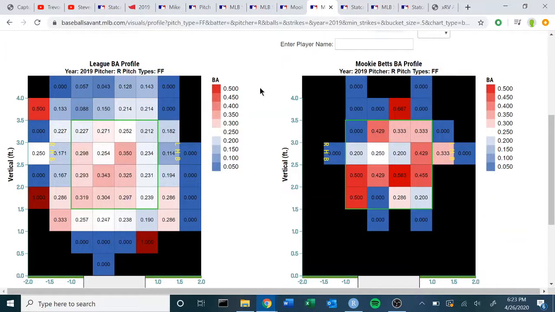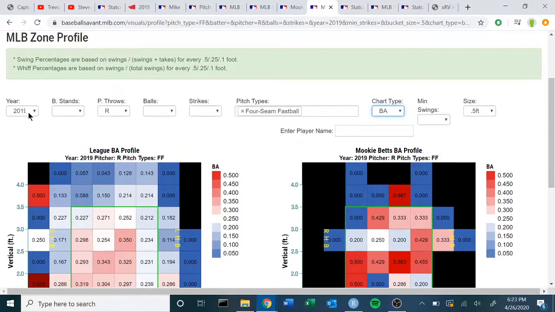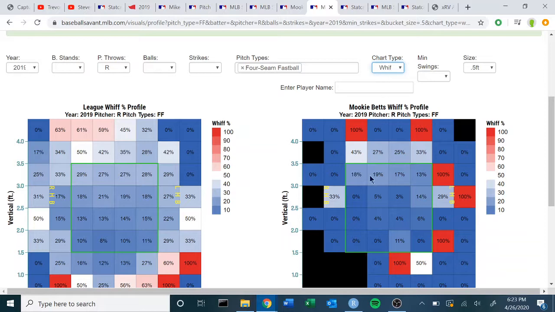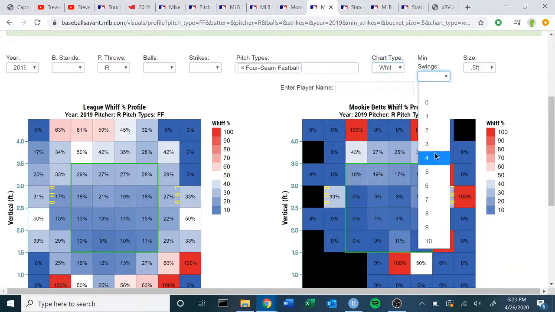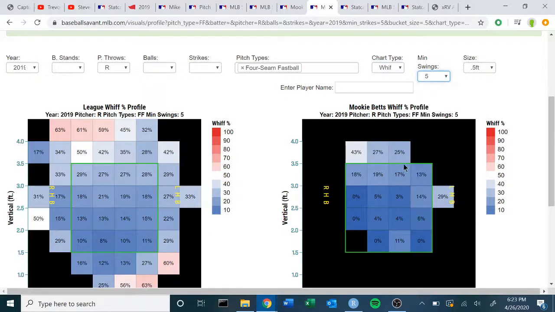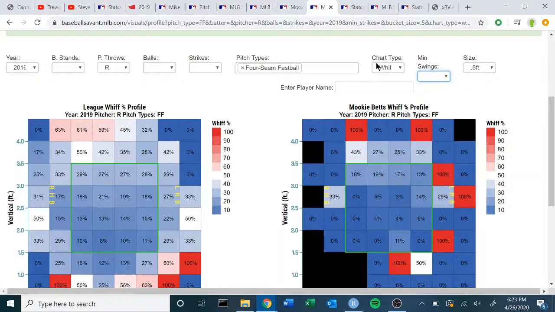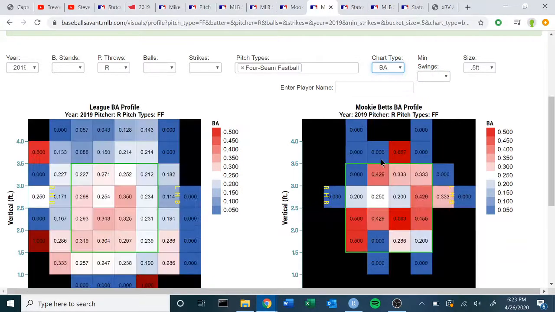So Mookie Betts, let's look at his hitting profile. We're going to be looking at 2019 at-bats against right-handed pitchers. Let's start off with whiff rate. Mookie Betts does not whiff on fastballs, or he did not in 2019. All these rates are incredibly low compared to the league average. If he's going to whiff, it might be up, maybe up and in, but let's make sure that is a high sample, and it is a pretty high sample.